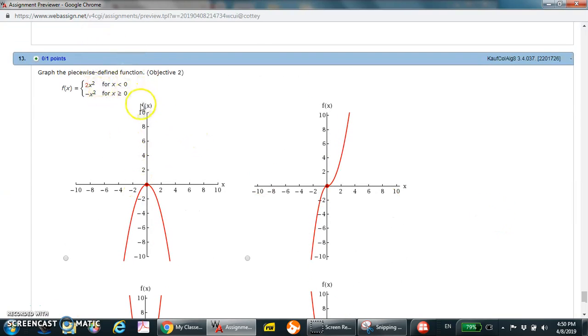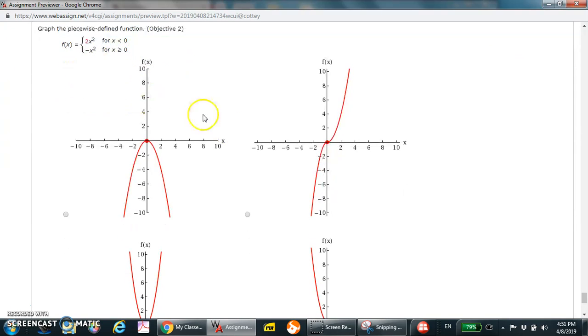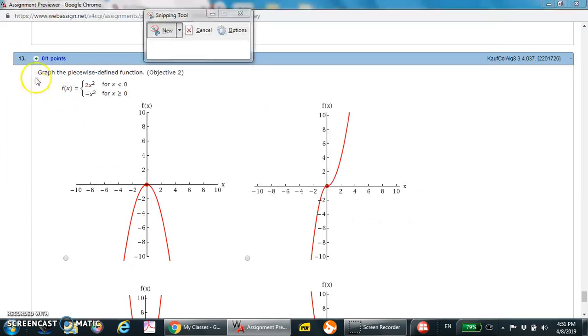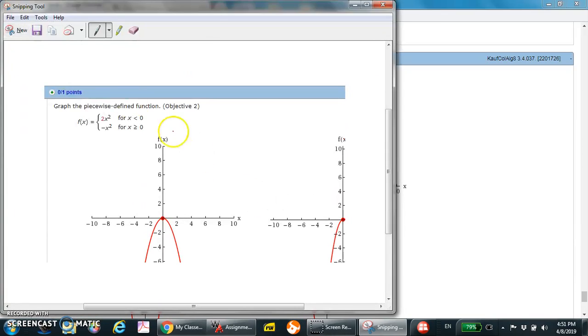And we can also use the properties of the transformations to graph a piecewise function. For example, here we have this piecewise function. If we notice, for these two pieces, their basic function is the same. Their basic function is y equals x squared. So let me go ahead and graph that.